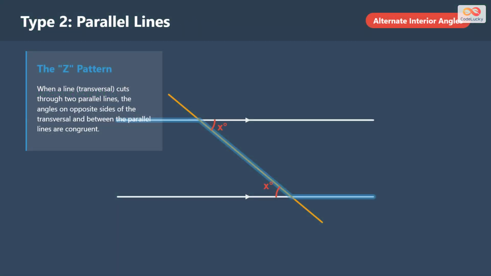Another very important example involves parallel lines. When a line, called a transversal, cuts across two parallel lines, it creates a Z pattern. The angles tucked inside that Z on opposite sides of the transversal are called alternate interior angles. These are always congruent.